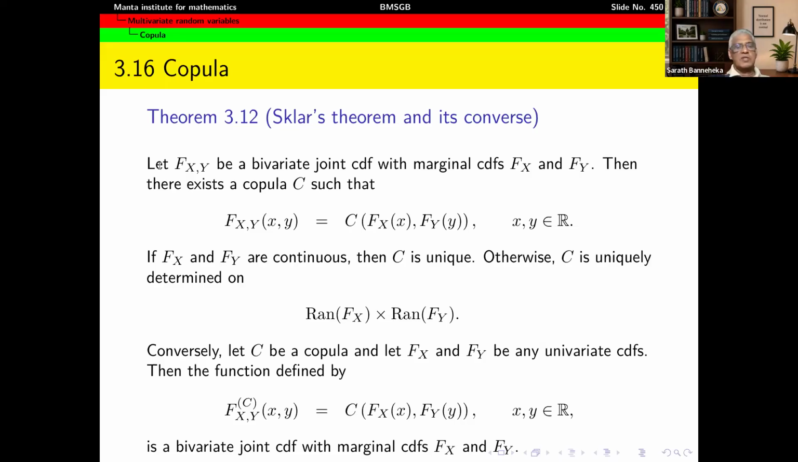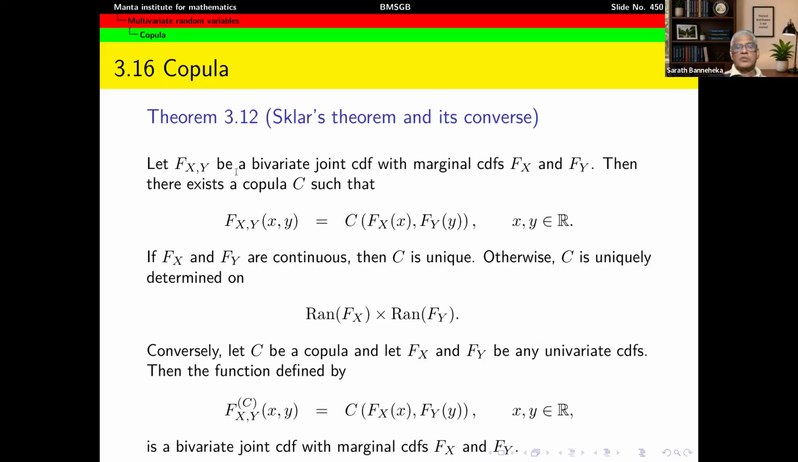Right. So the theorem says let capital F(x, y), that is the notation for the joint cumulative CDF, be the bivariate joint CDF with marginal CDFs Fx and Fy. Then there exists a copula C such that the joint CDF is equal to a function of individual marginal CDFs. That function is denoted by C and it's called a copula.